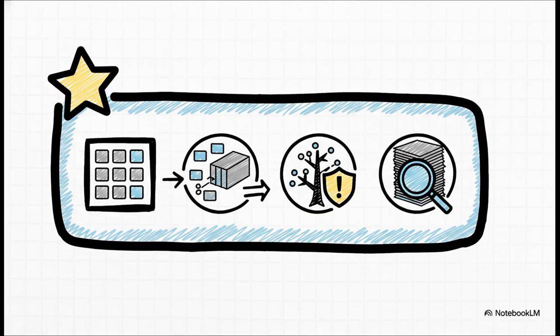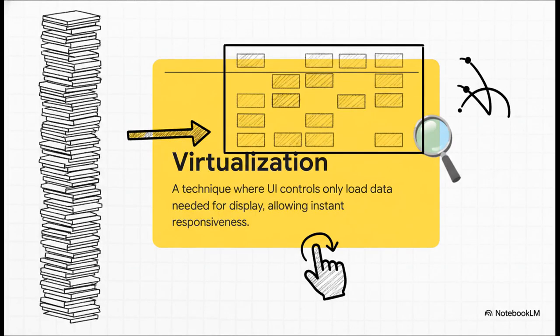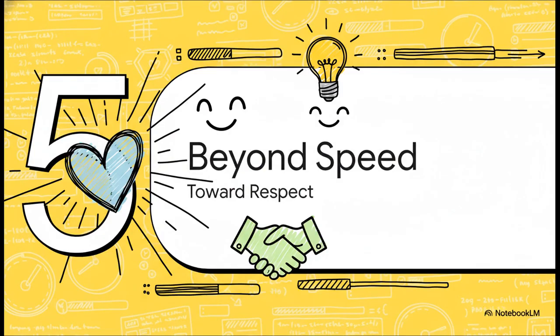But what about truly massive datasets? Well, for datasets with tens of thousands or even millions of items, you need the ultimate solution, virtualization. This is a brilliant technique where the UI control is smart enough to only load and draw the items that are currently visible on screen. This is how apps let you scroll through millions of records with that same instantaneous native feel as scrolling through just 10.